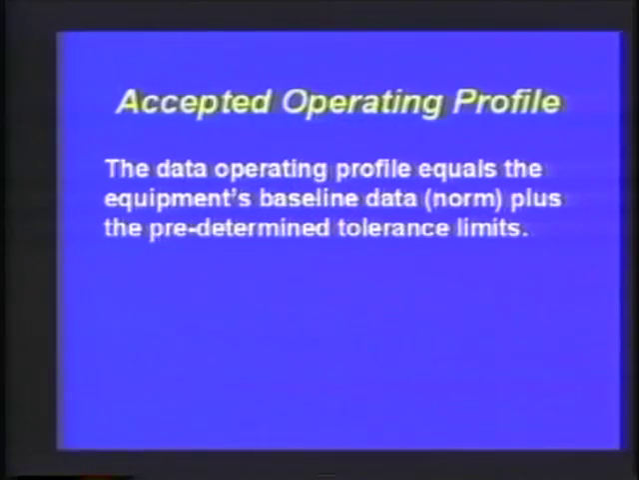On page number 7, we're talking about the establishment of the operating profile. Those are the limits relative to the piece of equipment. The operating norm is called the baseline. And then we have the parameters set up, and those parameters are established through different applications such as heat, speed, feed, vibration, and other applications to monitor a piece of equipment.